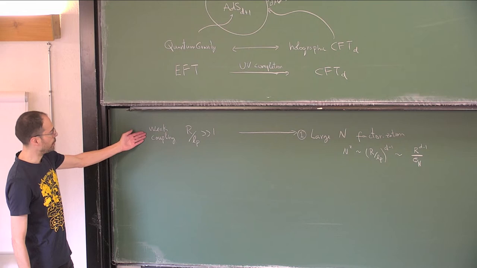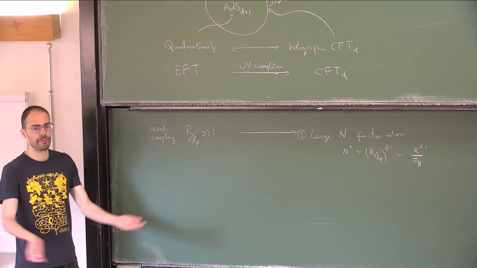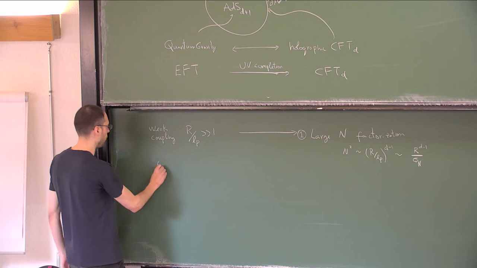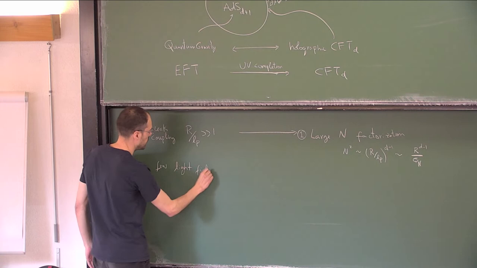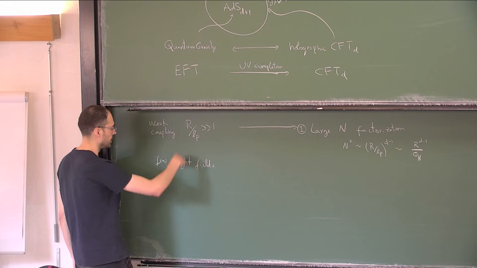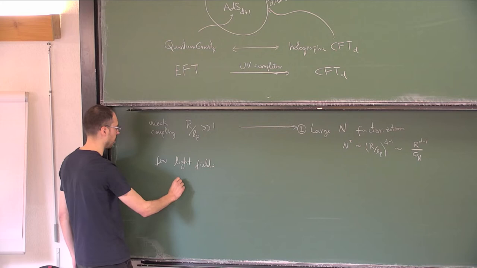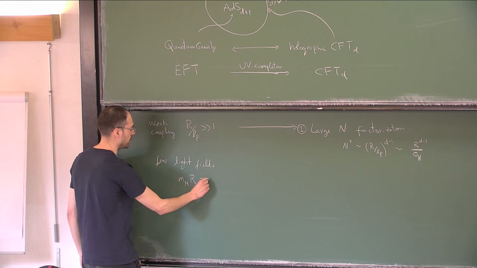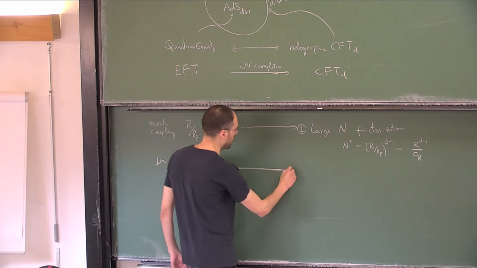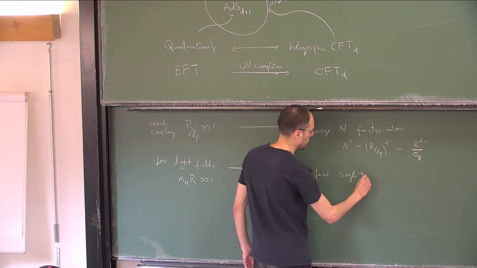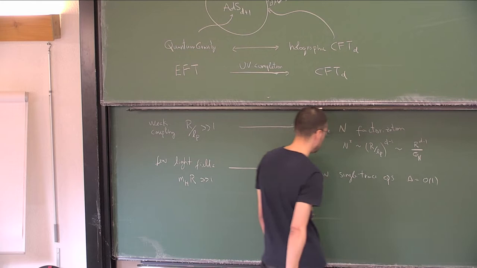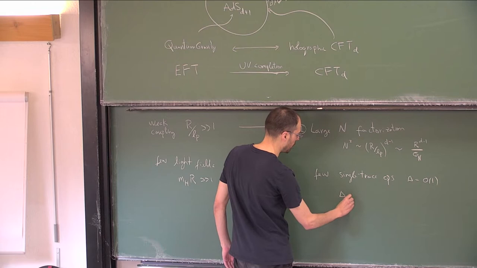And then, if you really want to have a proper effective field theory, it's not just that it's weakly coupled, it's also that we have only a few fields in the effective field theory. So few light fields. In particular, you define some UV cutoff, which you can think of as some heavy particles that you're integrating out. So you have some heavy scale compared with the AdS radius, and below that heavy scale, you have a few fields. Okay? So that would mean that you have just a few single trace operators with scaling dimension of order 1. And this condition is often stated as a condition of the gap.